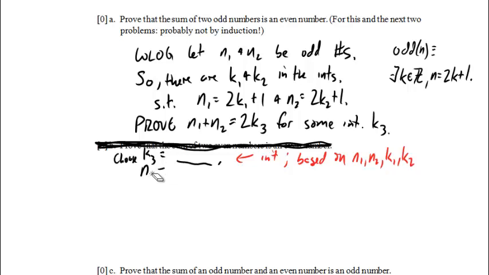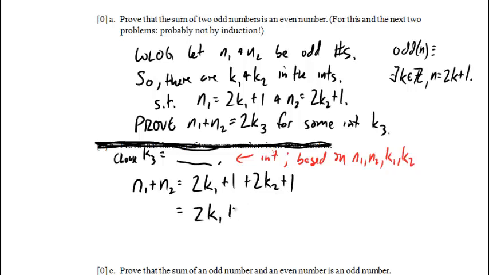I'll move n1 and n2 down. So n1 plus n2 is equal to, well, I'll just use my formulas up above here. So that's 2k1 plus 1 plus 2k2 plus 1. I'll just rearrange to simplify. That's 2k1 plus 2k2 plus 2. And there's 2s in all that. That's good. That's going to be even. That is 2 times k1 plus k2 plus 1. This is an integer right here.